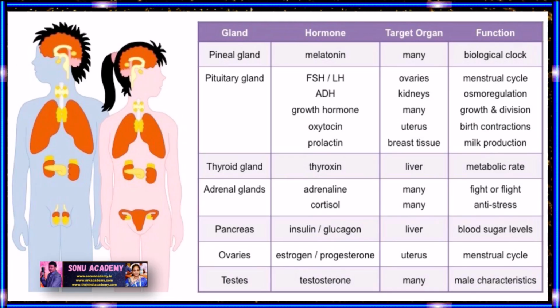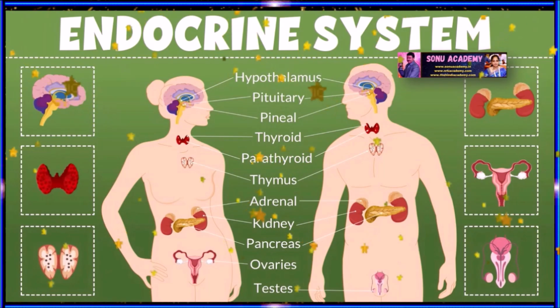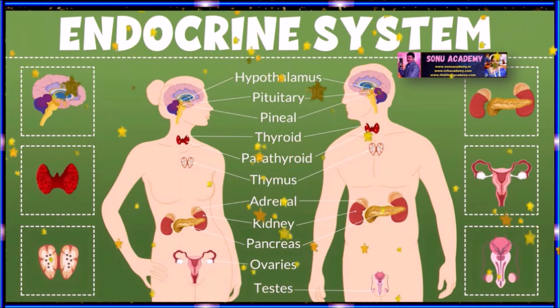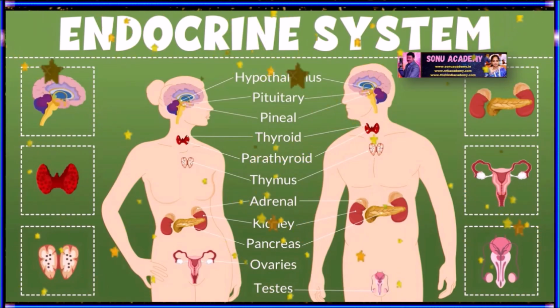The next gland of the endocrine system is the ovaries, and the hormones produced by the ovaries are estrogen and progesterone. The target organ is the uterus, and the function is the menstruation cycle. And the next one is the testis. The testis secretes testosterone hormone, targets many organs, and its function is male characteristics. Children, now let us discuss the list of all important endocrine glands in the human body as follows.